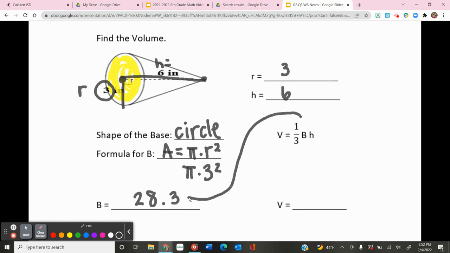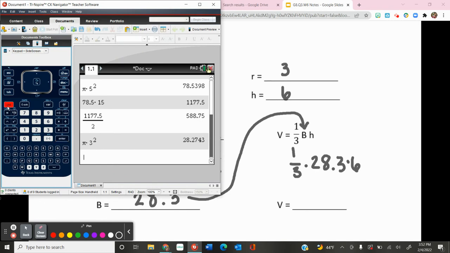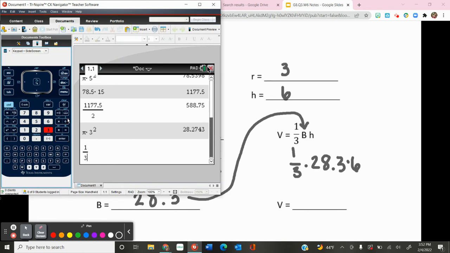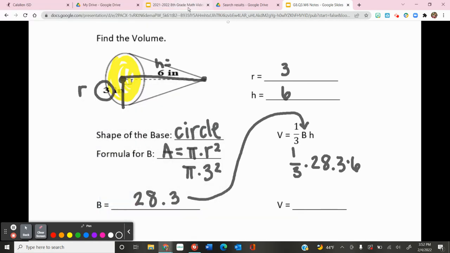Now taking this, I'm going to plug this into the formula for volume of a cone, which is volume equals 1/3 times the area of my base times the height of my cone. So this becomes 1/3 times 28.3 times the height of your cone, which is 6. So now in your calculator, you're going to type Control, divide, 1 on top, 3 on the bottom, times 28.3 times 6. Press enter, we get 56.6. So here the volume for this cone is going to equal 56.6 inches cubed. And then I'm going to box in my answer.